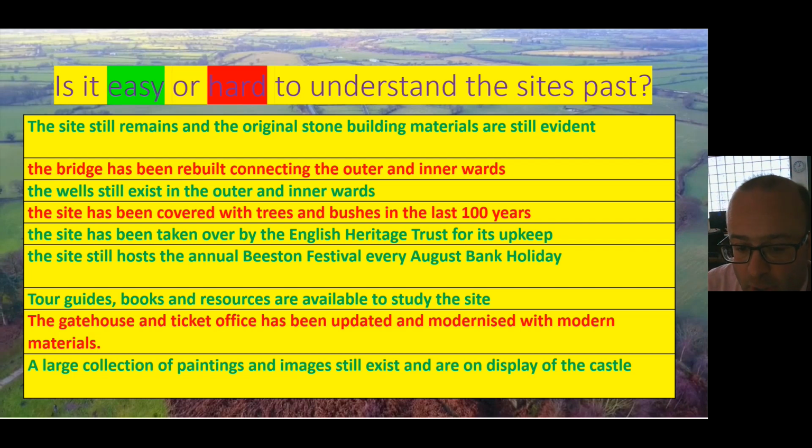As I mentioned, the bridge is not the original bridge. The site has been covered with trees and bushes in the last 100 years. That's done damage to the site, to the walls, to the stonework. And that's not what Ranulph, the Earl of Chester, originally planned. That's covered up a lot of the castle's site. And that gatehouse, as I said, is not the original. It's modernised. It's got modern materials like glass windows, electricity. That wasn't originally there.